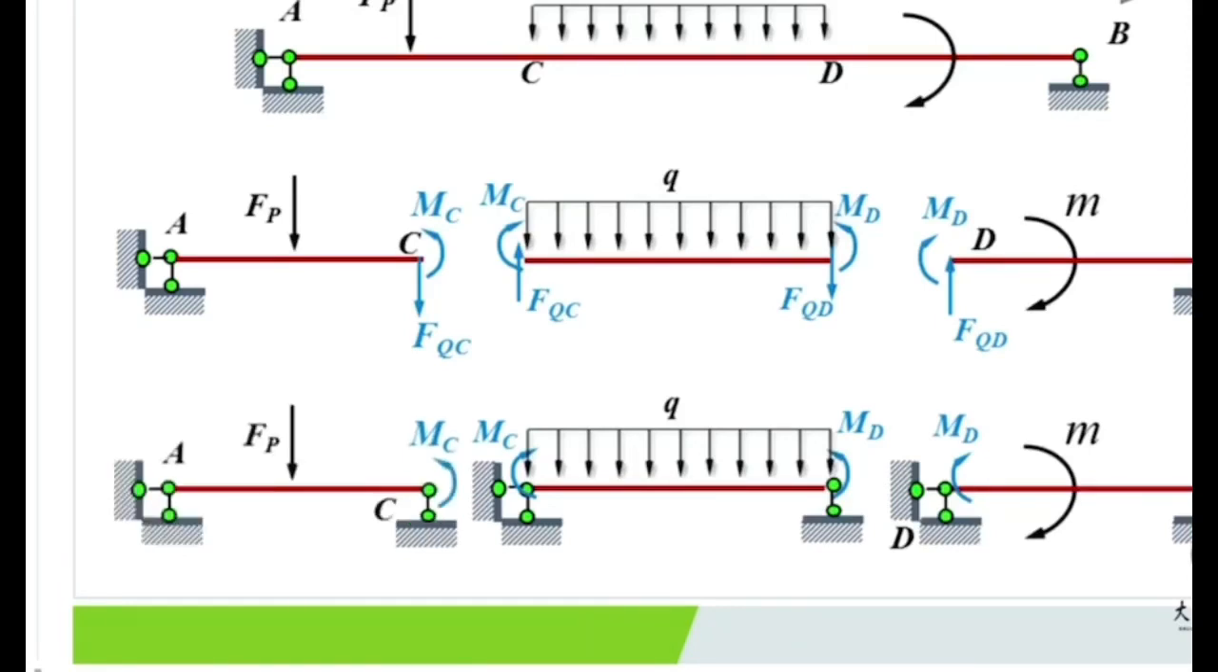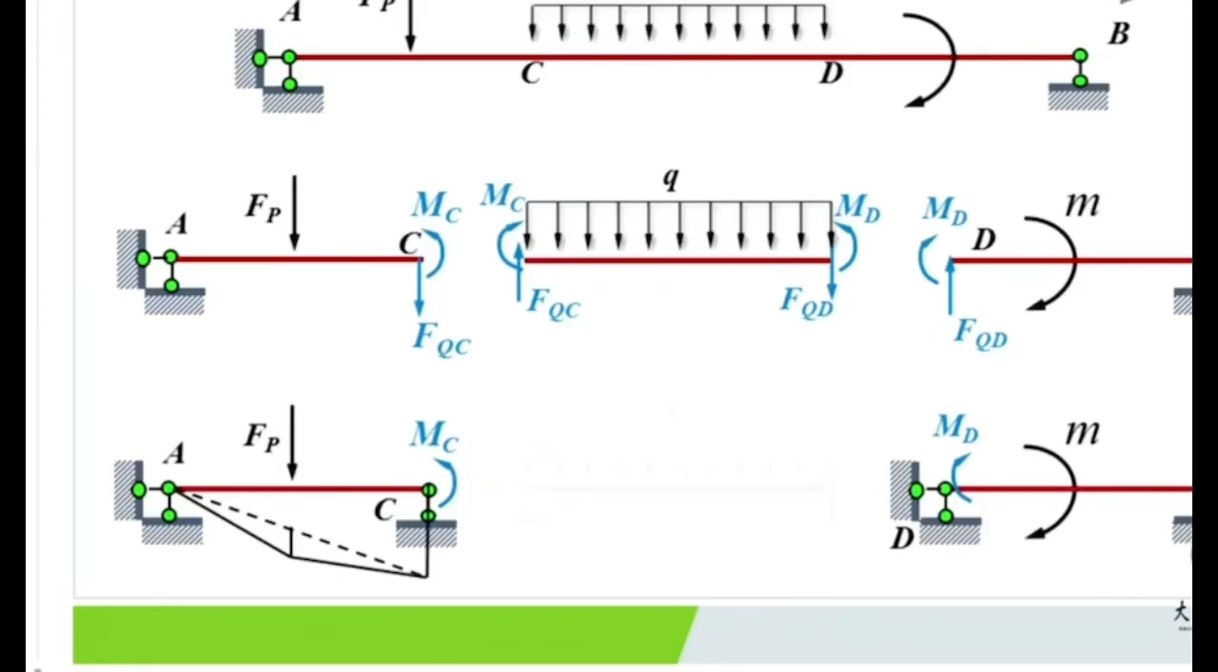For the AC part, because section C has a couple MC acting on it, its M is equal to MC, lower side in tension. So we connect section C's MC with section A's 0 by such a dashed line, then superimpose such a fold line. And this value is equal to a quarter of FP times LAC.